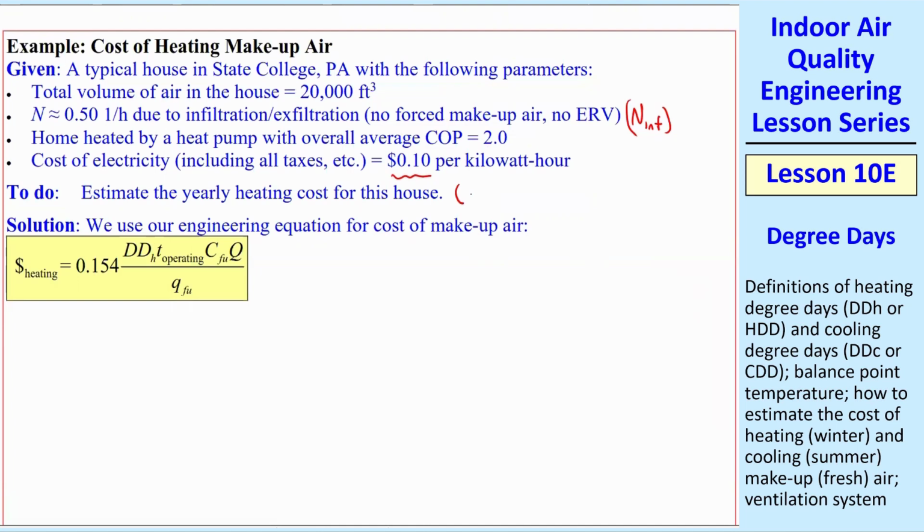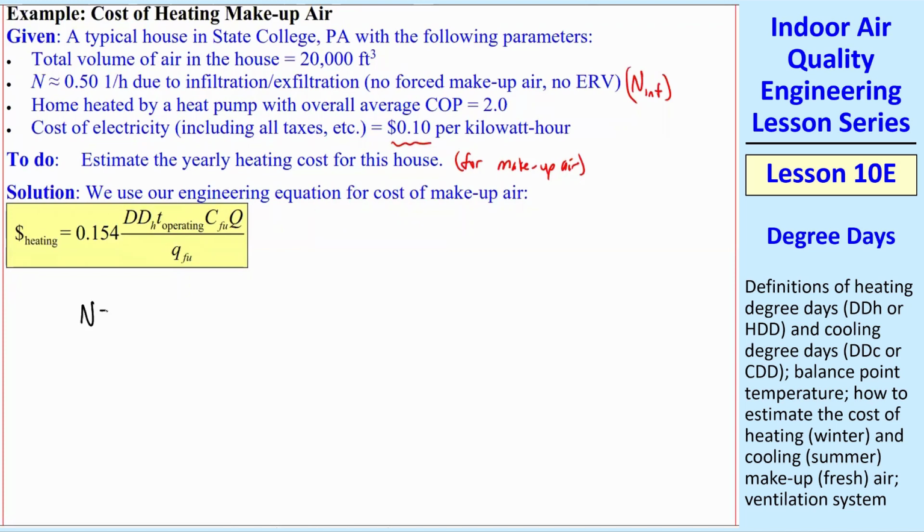Again, this is only for makeup air. It does not include losses through the walls, windows, radiation, convection, conduction. So the actual cost is going to be a lot higher than this. This is just for air that infiltrates into this home. This house, like my house, has no forced makeup air. So all we do is use this equation.